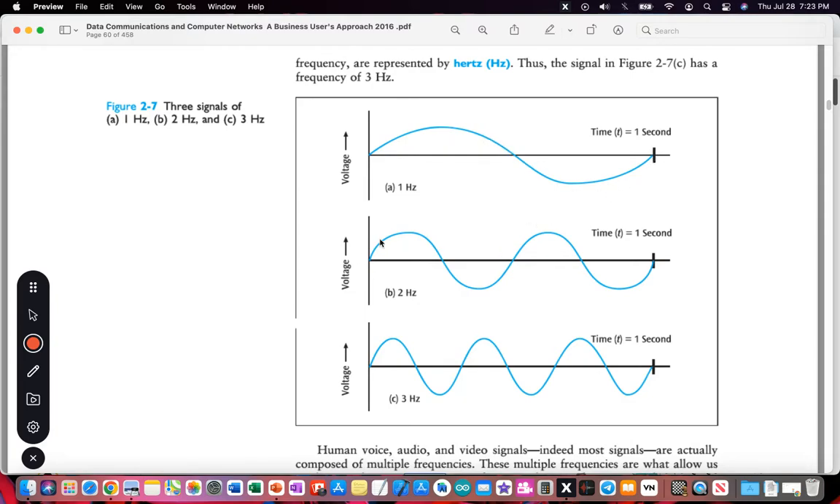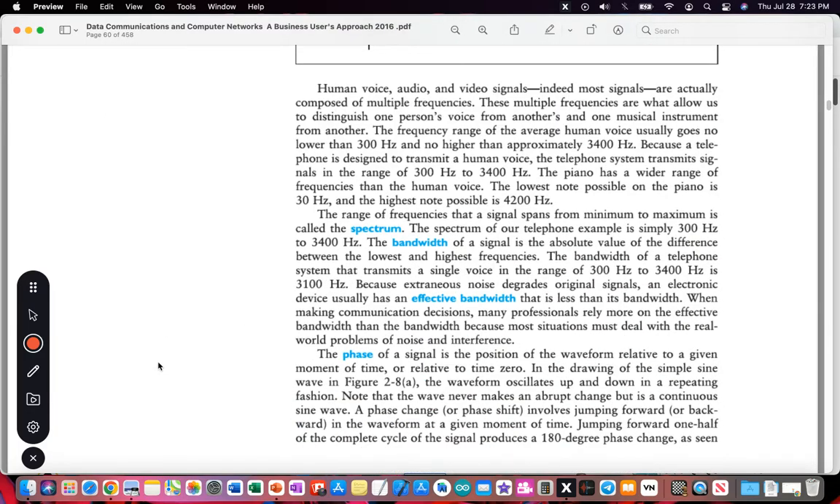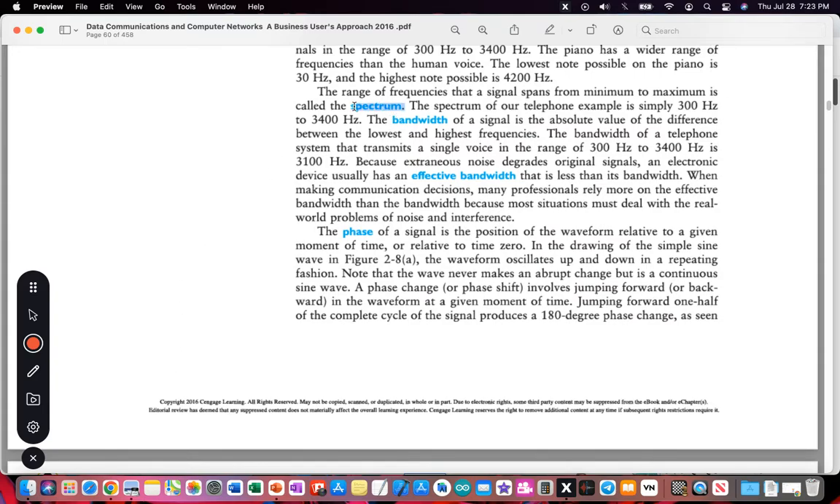And 2 hertz is two in a second. And 3 hertz is three in a second. Spectrum. What is the spectrum? The range of frequencies that the signal spans from minimum to maximum is called the spectrum. The bandwidth of a signal is the absolute value of the difference between the lowest and the highest frequencies.